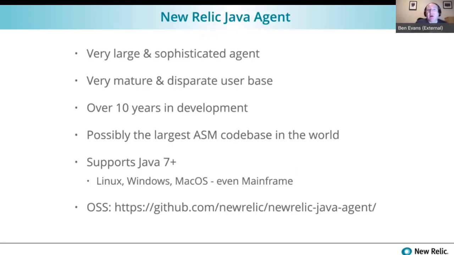We support Java 7 plus, well, at least for the next few weeks. In a few weeks' time, we're going to be dropping support for Java 7, and will only be Java 8 and upwards. But the thing is that this is pure bytecode. It's all Java, so there's no native code here. So it runs on any platform that supports Java. Linux, Windows. I found out the other day it even supports the mainframe. So if you have an IBM z/OS machine somewhere, yes, our Java agent will work on it.